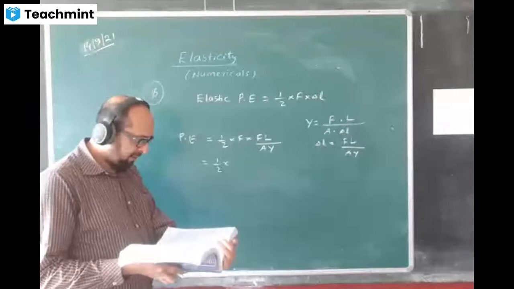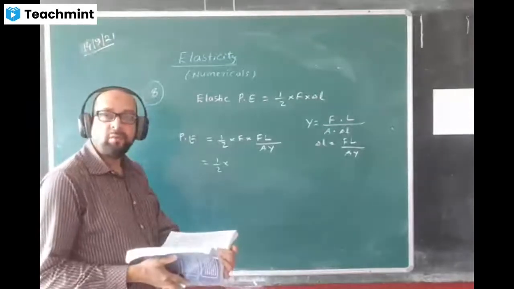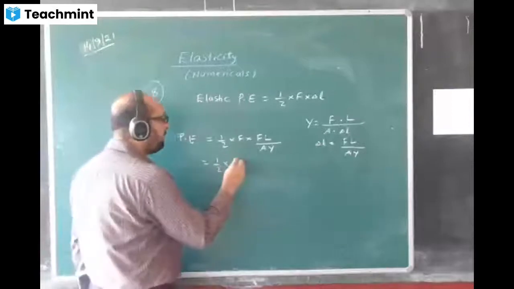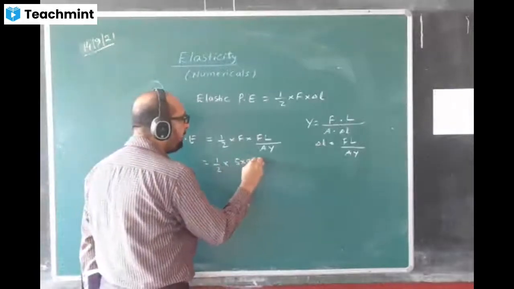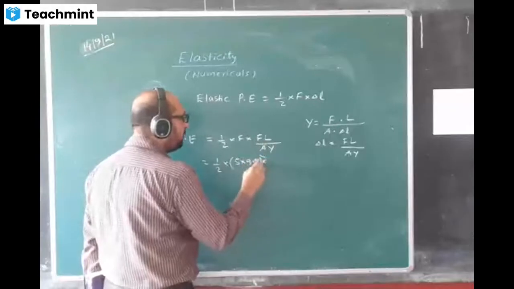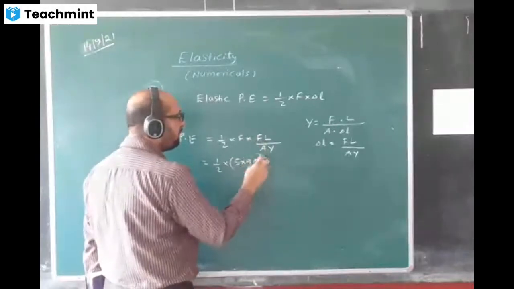5 kg weight, we change into Newton. That is 5 into g, where the value of g is given as 9.8. So the value of F is 5 into 9.8. Again F is coming, so I can put a square here, because F and F is F square.